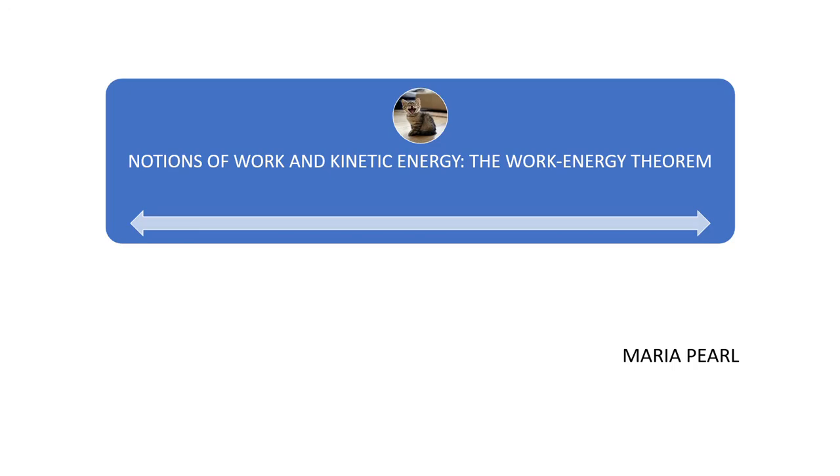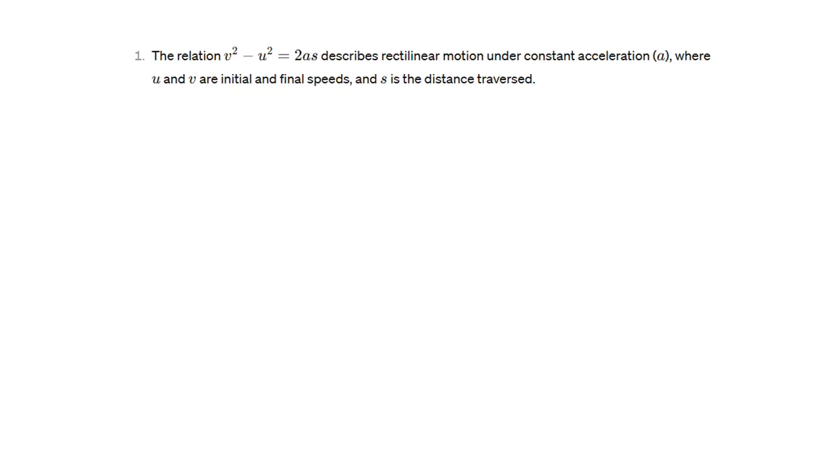Notions of work and kinetic energy, the work-energy theorem. The relation v squared minus u squared equals 2as describes rectilinear motion under constant acceleration, where u and v are initial and final speeds, and s is the distance traversed.